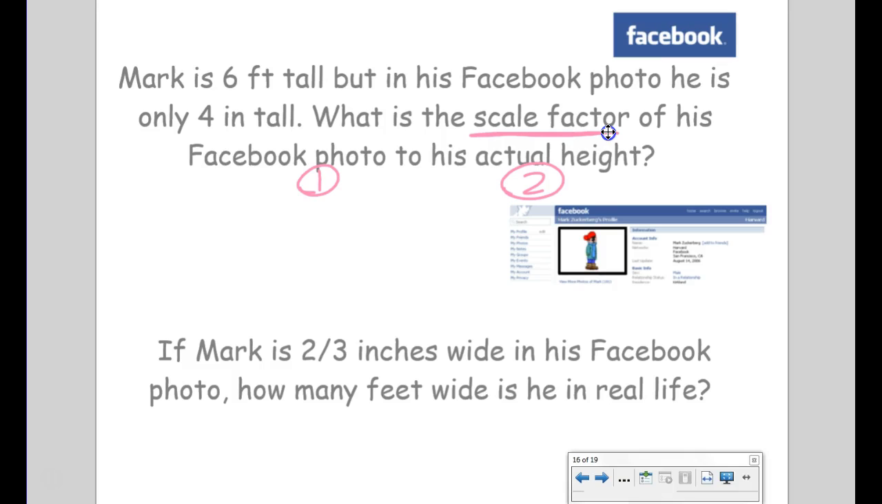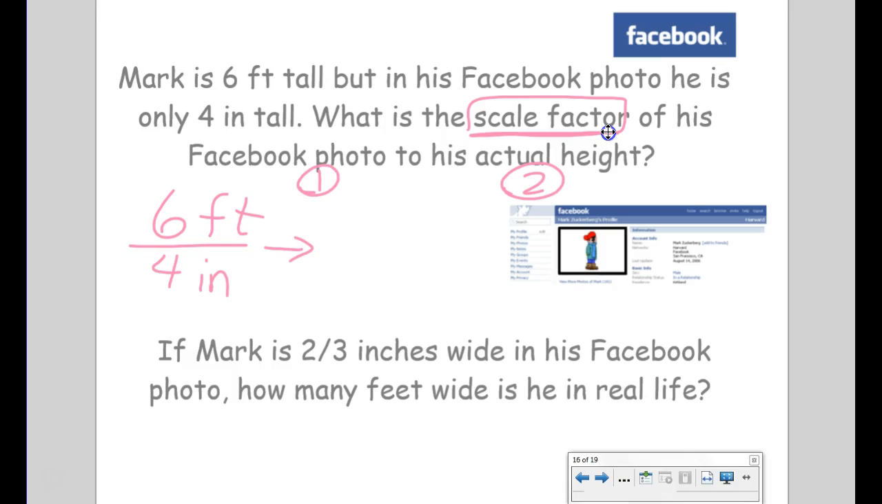How tall is he? 6 feet tall. So that's my second over, what's his Facebook photo? First. Now, I'm not cross-multiplying. I am not cross-multiplying. So I just want to reduce that fraction. You can't reduce a fraction if your units don't match. So this is the only time, when you see scale factor, that you would need to make the units match. If you're cross-multiplying, don't you dare change those units.